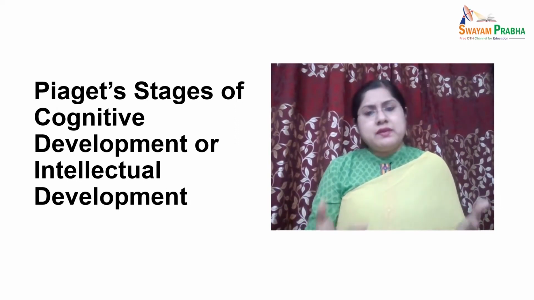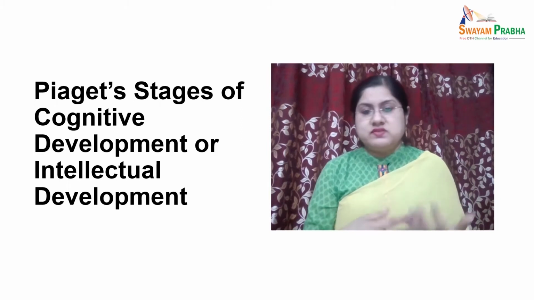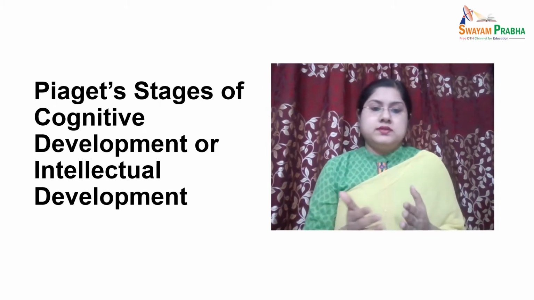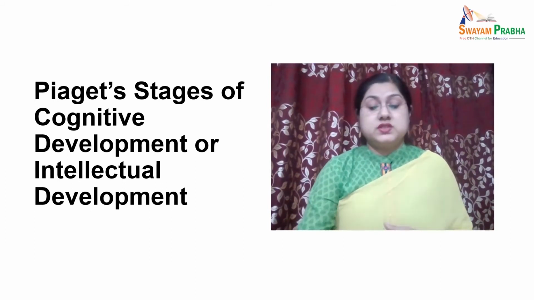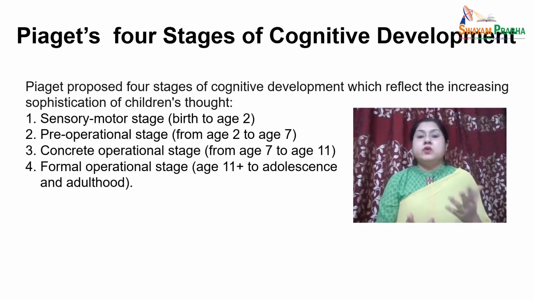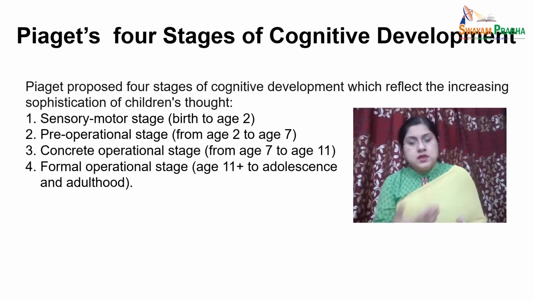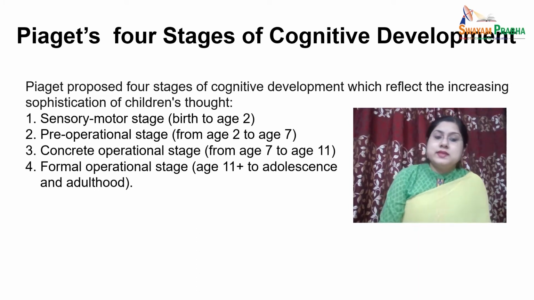But there can be variations because there are different factors related to heredity and environment. But still, we are going to have a look at the stages defined by Piaget. According to Piaget, there are four stages of cognitive development, which reflect the increasing sophistication of children's thought. And the first stage is the sensory motor stage.